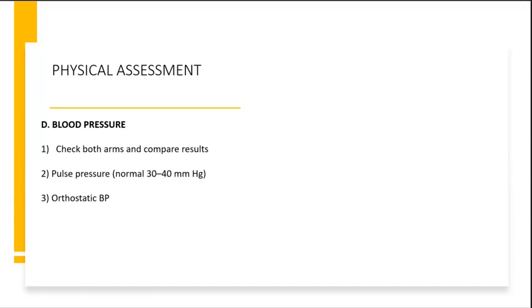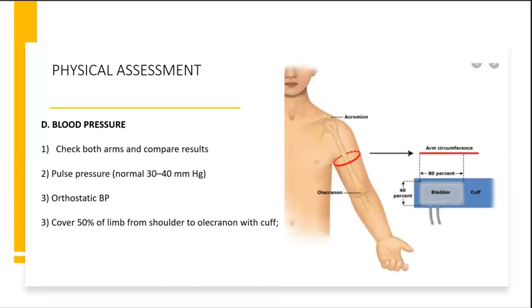Again, remember when you're taking the blood pressure, you want to make sure you cover at least 50% of the limb from the shoulder to the olecranon with the cuff. If your cuff is too narrow, it's going to give you an abnormally high reading. If the cuff is too wide, it's going to give us an abnormally low reading.